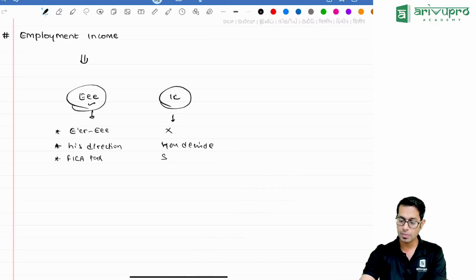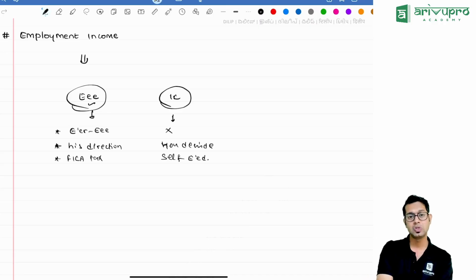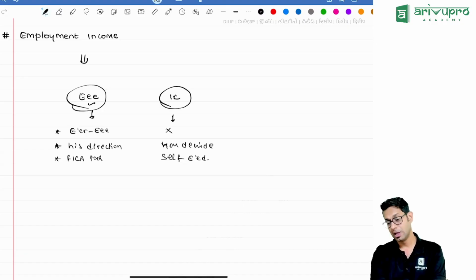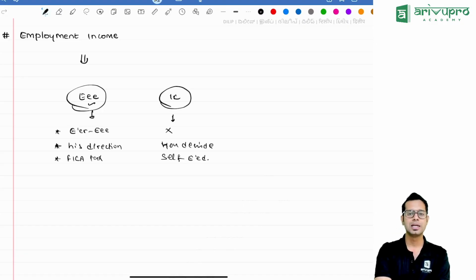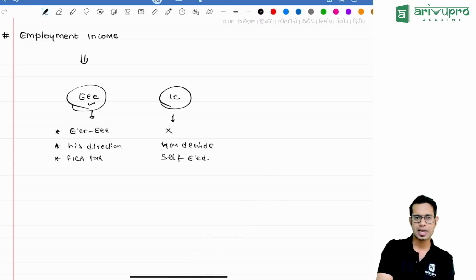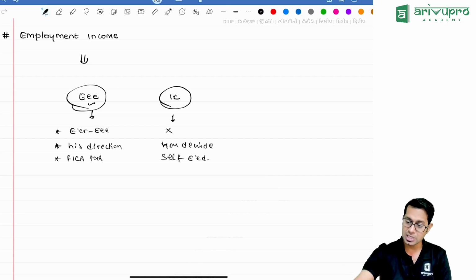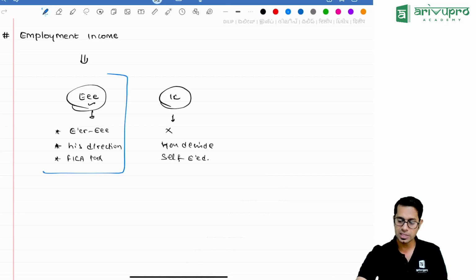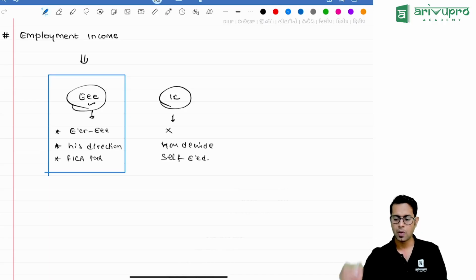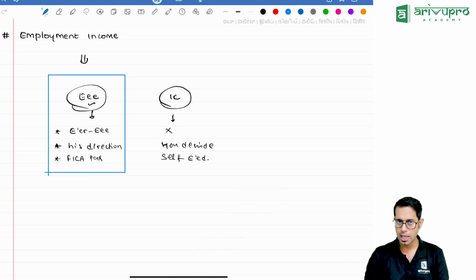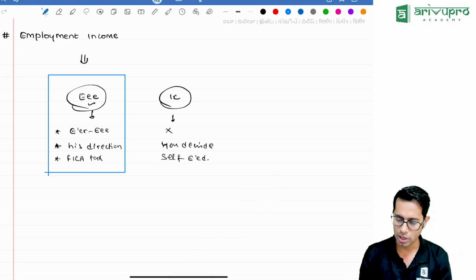Whereas here you will be called self-employed. If you are an independent contractor, that means you are treated as self-employed. So this differentiation is very important for understanding employment income. Our major discussion will be restricted to employment income.